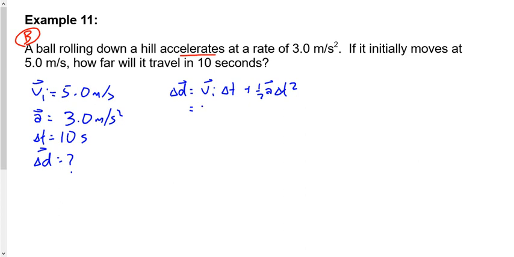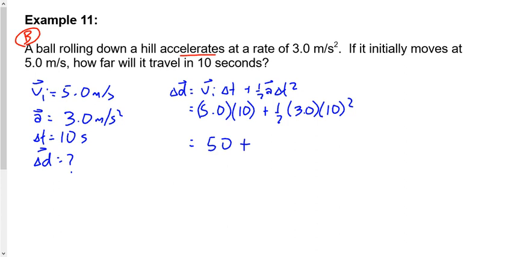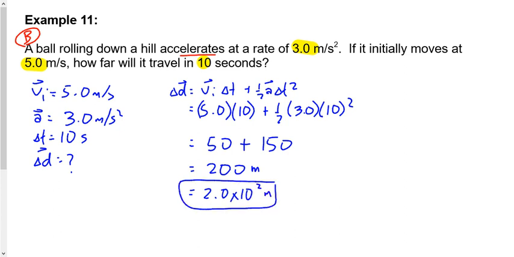VI is 5.0 meters per second. T is 10 seconds. Plus 1/2 of A, which is 3.0, times T squared, which is 10 squared. 5 times 10 is 50. 10 squared is 100, times 3 is 300, times 1/2 is 150. So we have 50 plus 150, which is 200. Now, technically, this is a 2-digit answer. Okay, this is 2 digits, 2 digits, 2 digits. That means my final answer is going to be 2.0 times 10 to the 2 meters.